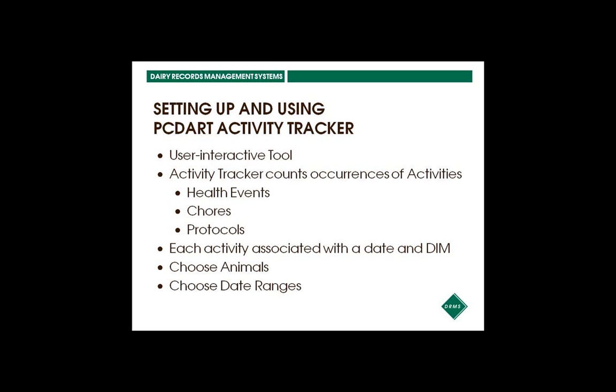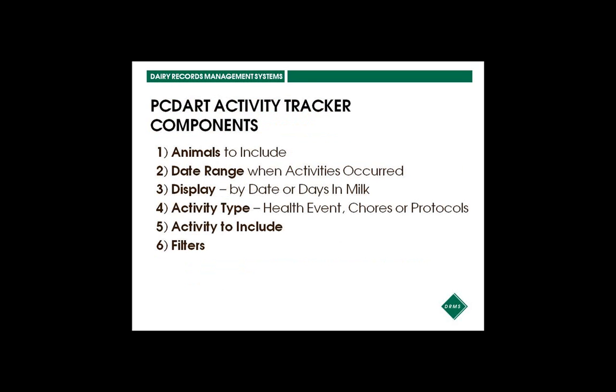So Activity Tracker, again, simply counts occurrences of activities. The three types of activities that Activity Tracker can count are health events, chores, or protocols. Each activity, as I said earlier, is associated with a date and a days in milk, or for heifers an age. And so the user is able to choose which animals they want to look at and over what date range.